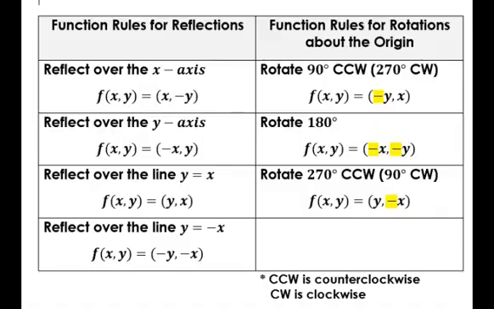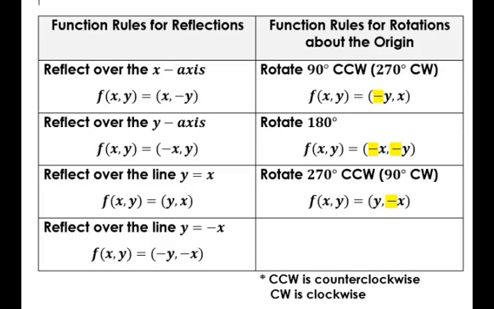From this task, you should have been able to write function rules for reflections and rotations about the origin. Let's quickly review the rules. For a reflection over the x-axis, the y value becomes opposite. For a reflection over the y-axis, the x value becomes opposite. If a figure is reflected over the line y equals x, the x and the y values change positions.